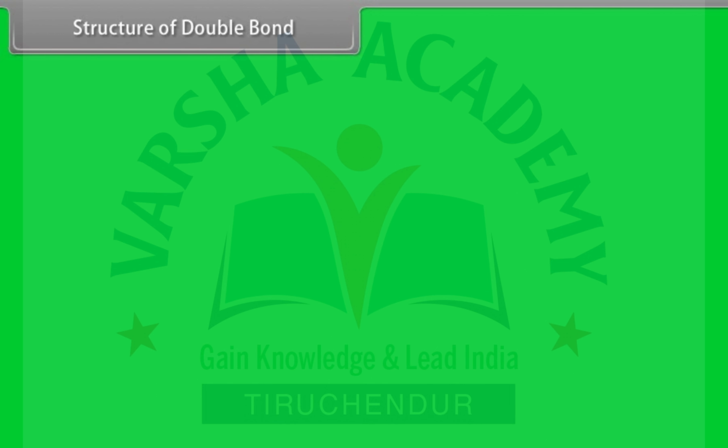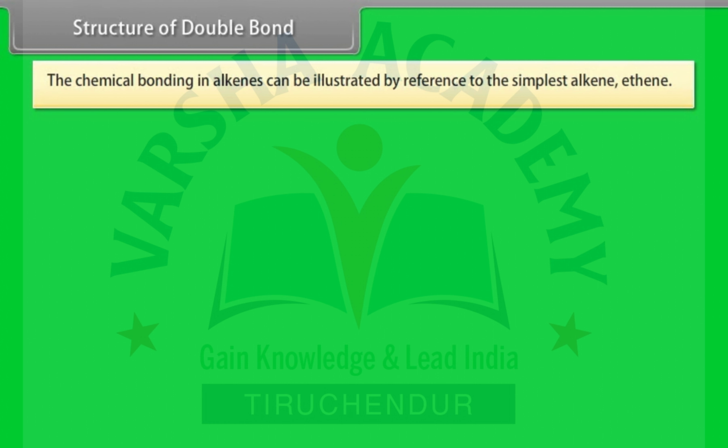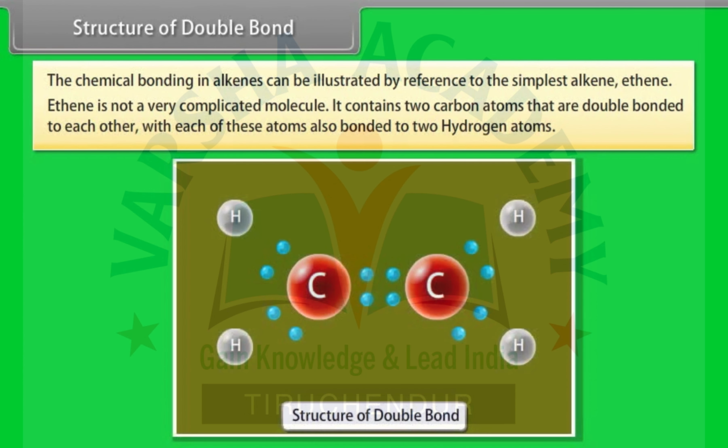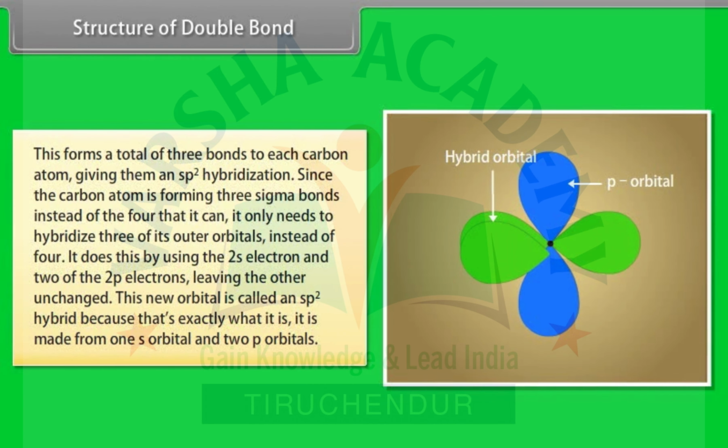Structure of double bond. The chemical bonding in alkenes can be illustrated by reference to the simplest alkene, ethene. Ethene is not a very complicated molecule. It contains two carbon atoms that are double bonded to each other, with each of these atoms also bonded to two hydrogen atoms. This forms a total of 3 bonds to each carbon atom, giving them an sp2 hybridization. Since the carbon atom is forming 3 sigma bonds instead of the 4 that it can, it only needs to hybridize 3 of its outer orbitals instead of 4.